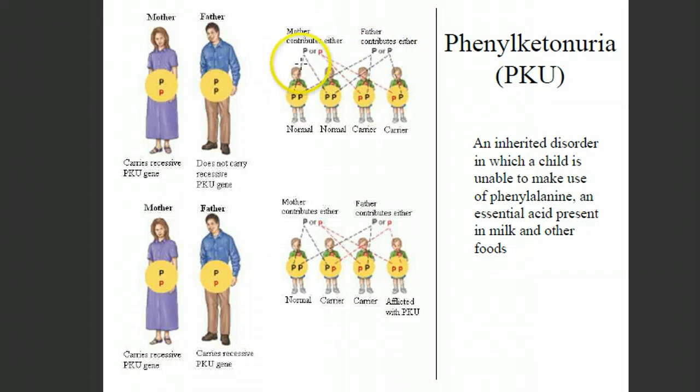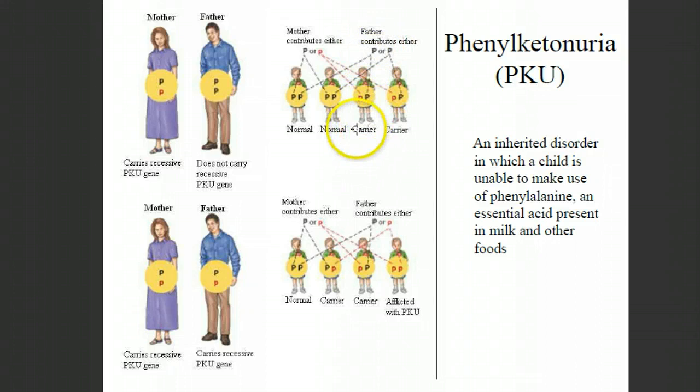So if we get the dominant gene from mom and the dominant gene from dad, that child is classified as normal, able to make use of the phenylalanine. If the child gets the dominant gene from mom and the other dominant gene from dad, child number 2, again normal. If the child gets the chromosome with the recessive gene from mom, the child will still at least get a normal gene from dad.